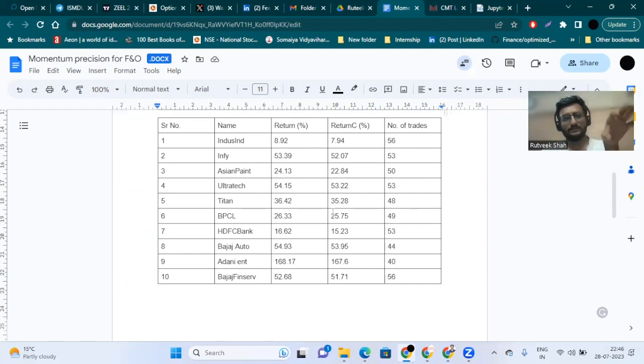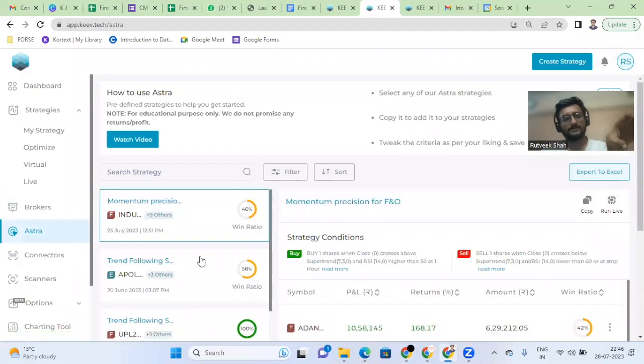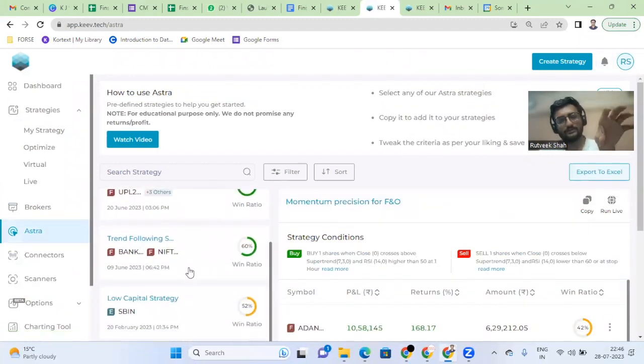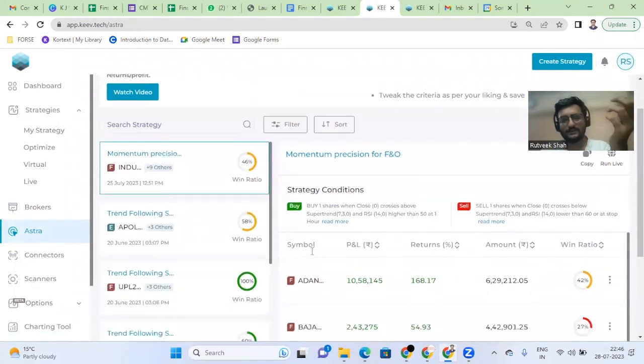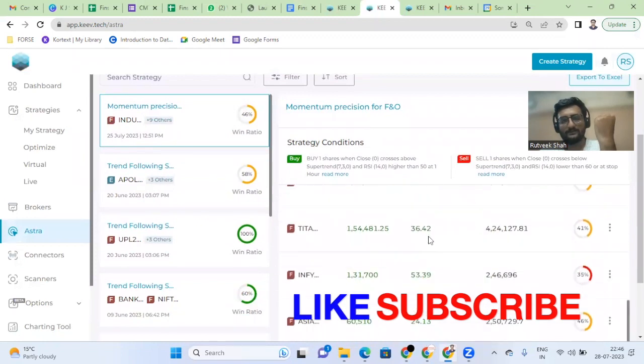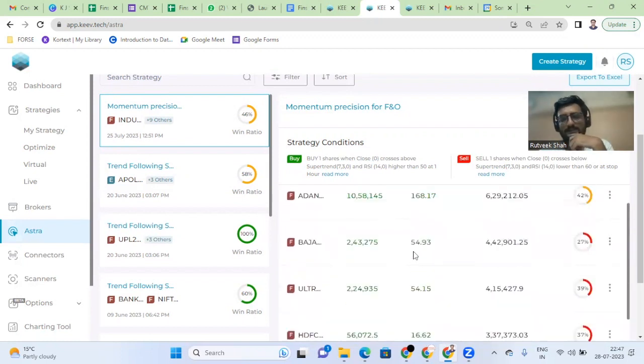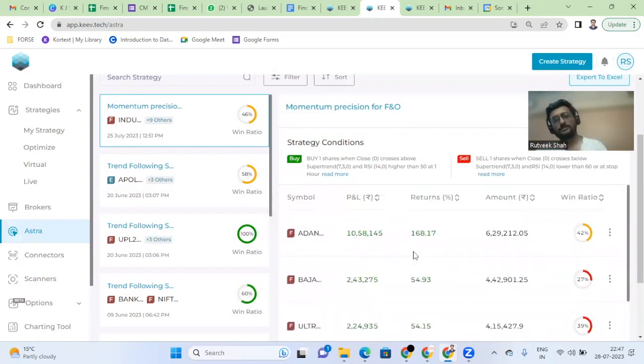This document will be available in the description below, and this strategy is also available on the Astra part of it. Astra has different strategies for you to use, or even if you want to tweak the strategy and deploy it in the market, you can do the same. It is named Momentum Precision for FNO, and you can find the backtest results of the stocks and the future symbols that we have done previously. This was the point of the video, to show you how to use the future symbols to deploy indicator-based option strategies.